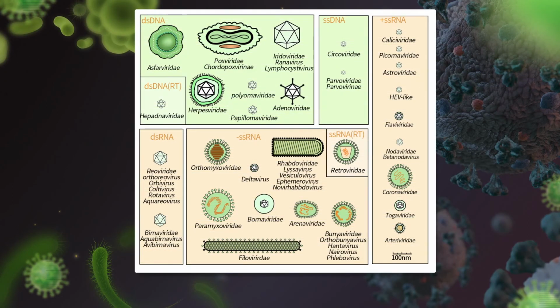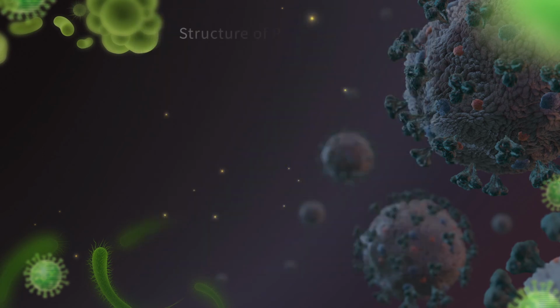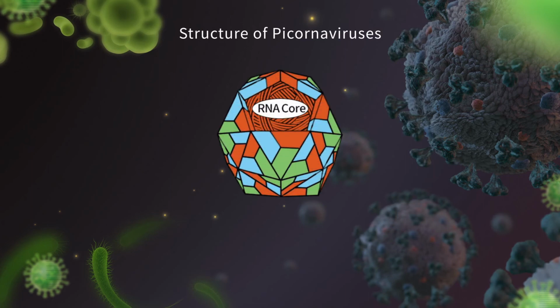Diagram again. Picornaviruses are positive single-stranded RNA viruses, very small. Structure of picornaviruses: naked, 28 to 30 nanometers in diameter, RNA core and capsid.